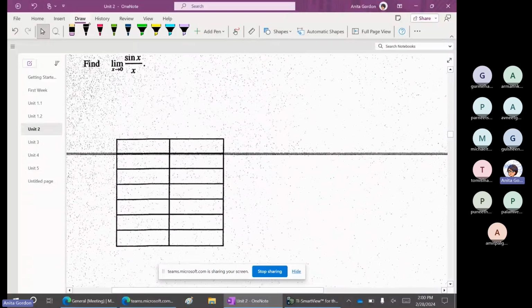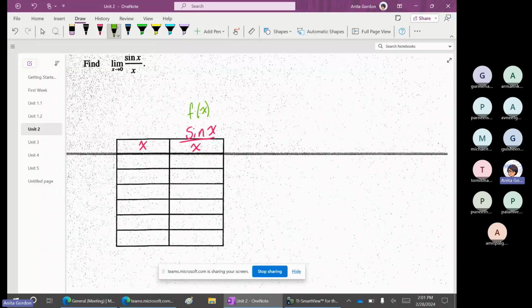Let's do our chart. X here. Sine x over x here. Can we just call it f of x? Sure, okay, you absolutely can just call it f of x. Save yourself some ink, absolutely.